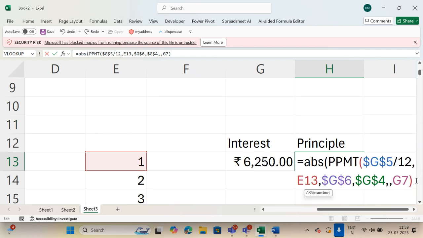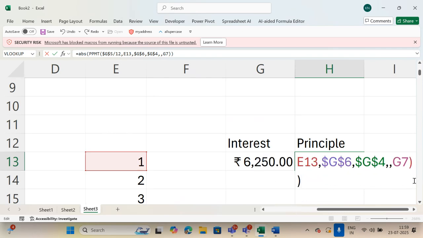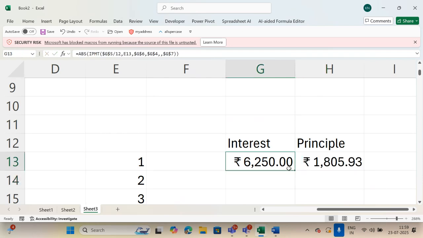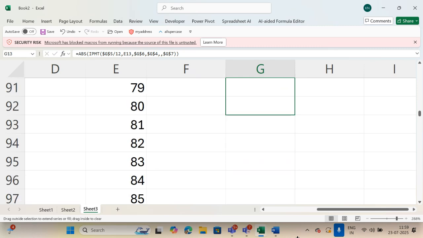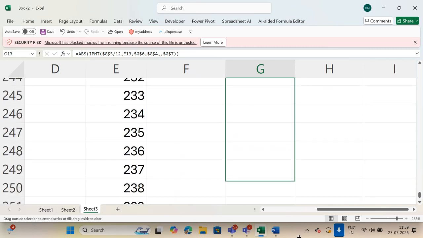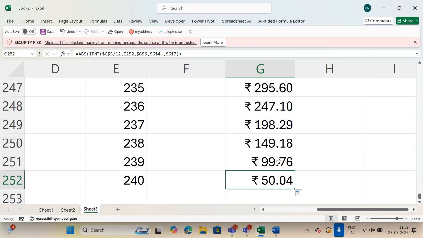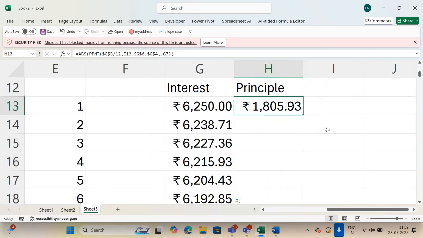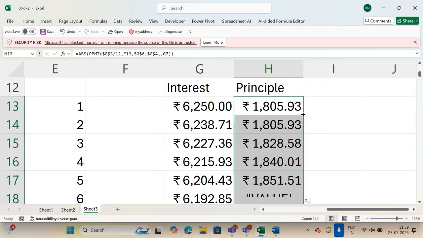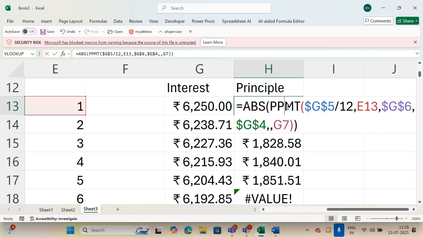Now principal and interest both you have. You should double click it so that it will give you the complete 240 installments. See, is it? Now you can double click the principal amount also. What is the total of the principal amount?